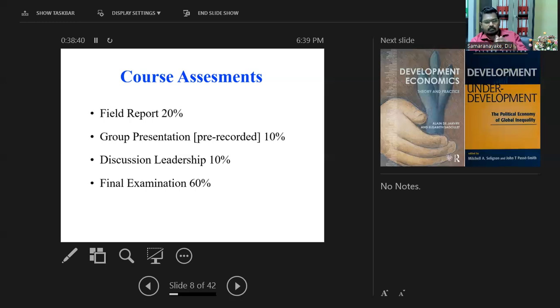And then the final exam, which is 60%. There is no write-up for a mid-semester exam, so that kind of thing is not there. The final exam will account for 60%. A usual formal written exam will be held. So that is what the course assessments are about.